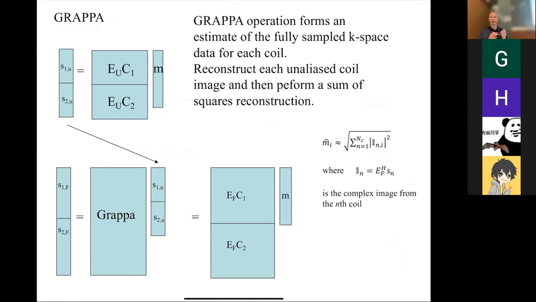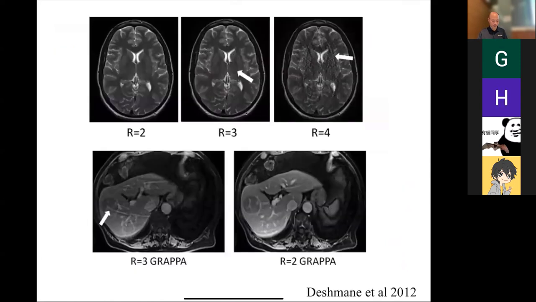There is a connection between SENSE and GRAPPA, but it's not easy to see. It's pretty complicated, but obviously if they're both getting you reasonable images, there must be some connection. It is more advanced than we can talk about here. These are some examples of images taken with GRAPPA, and the acceleration factor just means I went twice as fast, 3 times as fast, or 4 times as fast.